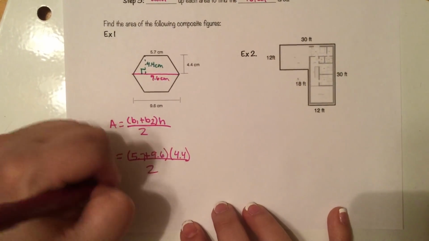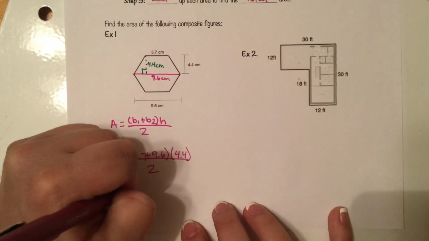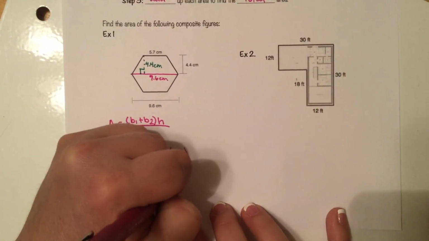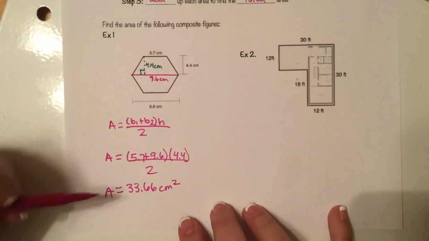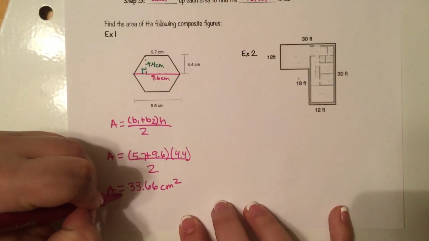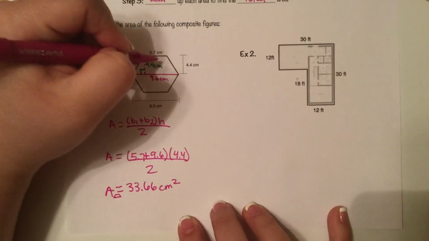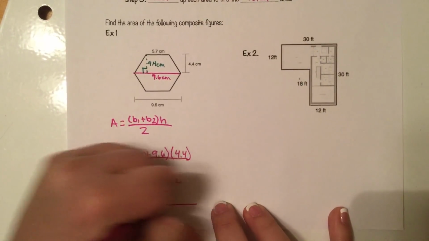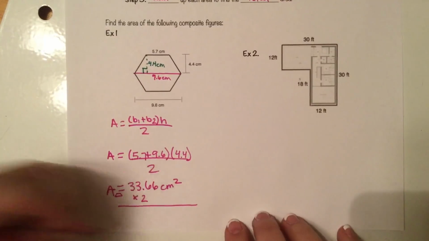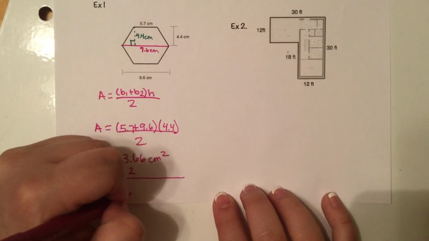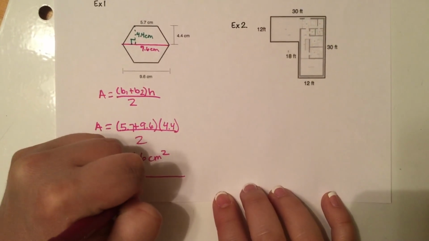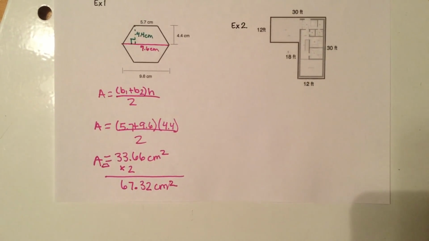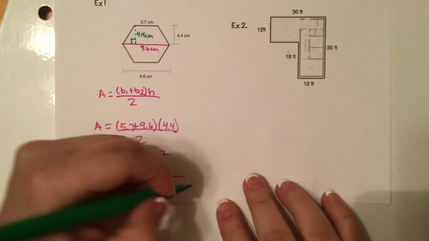Once I go ahead and solve that, I'm going to find that the area equals 33.66 centimeters squared. Now I have to be careful because that is the area of one of the trapezoids, but there's 2 of them. So we're going to go ahead and multiply that by 2, and we're going to find a total area of our composite figure to be 67.32 centimeters squared. And that right there is going to be our final answer.